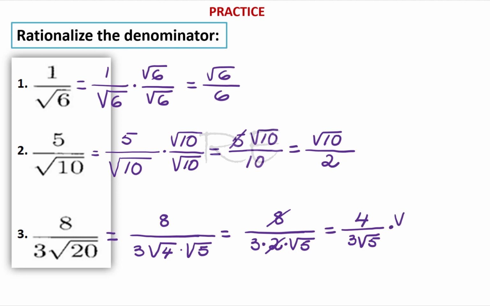To rationalize the denominator, we need to multiply by square root of 5 over square root of 5. Since square root of 5 is the irrational part, we obtain 4 square root of 5 divided by 3 times 5, which is 15. So our final answer is 4 square root of 5 divided by 15.